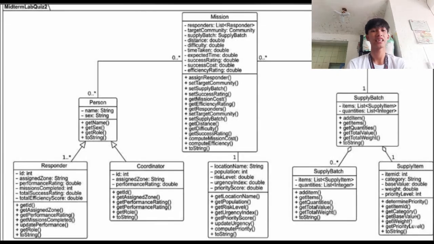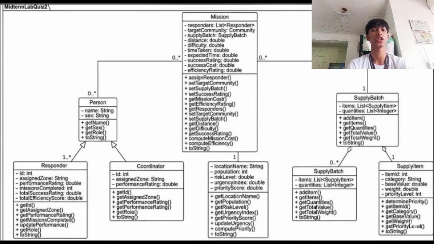Then aggregation, a solid line with an empty diamond, supply batch to supply item. So this is a part-of relationship. A supply batch contains multiple supply items. So if you delete the batch, the items still technically exist in the system database, but they are grouped here. For the mission, the mission to supply batch: the mission has a batch of supplies assigned to it.